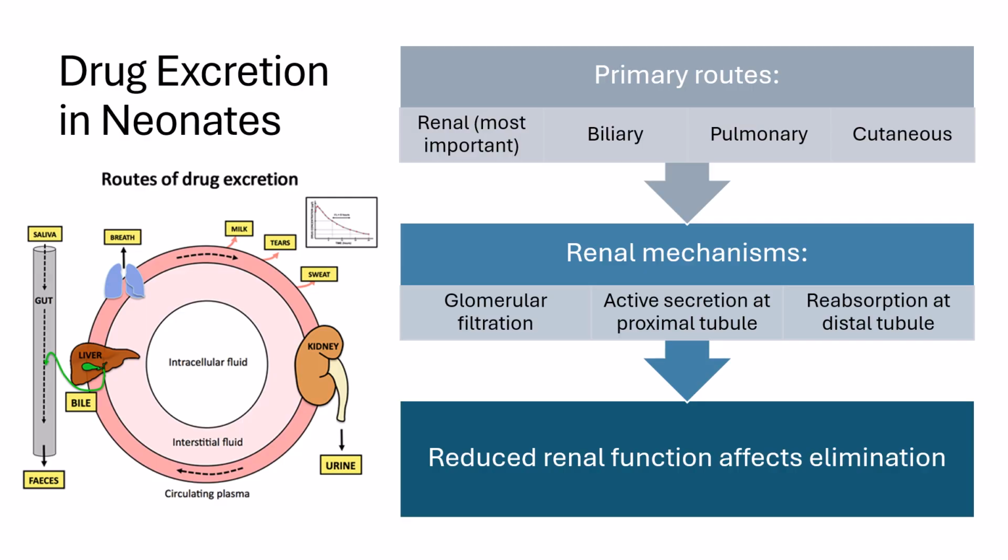Drug excretion in neonates primarily occurs through the renal system. Other routes include biliary, pulmonary, and cutaneous excretion, but the kidneys are most important for most drugs. Renal mechanisms include glomerular filtration, active secretion at the proximal tubule, and reabsorption at the distal tubule. A key concept: neonates have reduced renal function, which significantly affects drug elimination. This is particularly important for drugs primarily eliminated unchanged through the kidneys, such as aminoglycosides and vancomycin. These drugs require careful dosing and monitoring to prevent accumulation and toxicity.